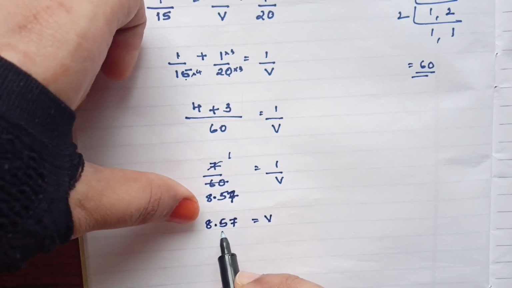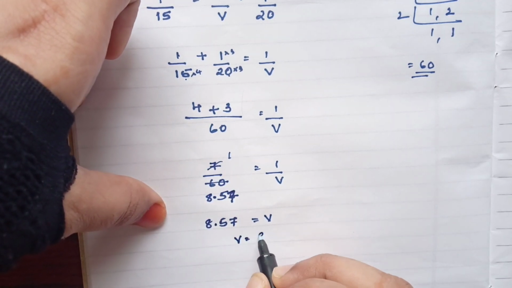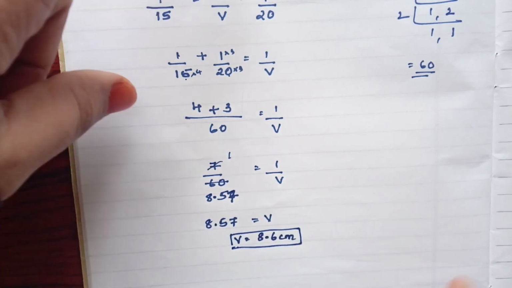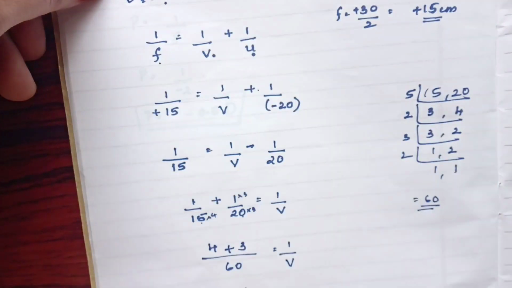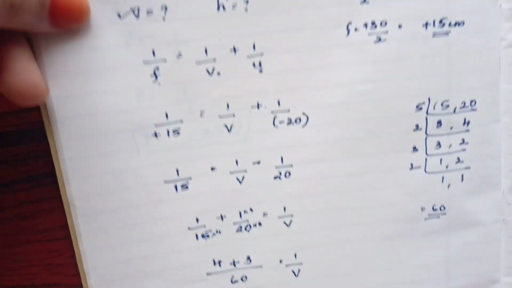Since this numeral, this 57 means it's almost near to 6. So I'll just estimate it and make it 8.6 centimeter. Since everything is centimeter, I'll keep it in centimeter. So my V value is found now. The other thing I need to find is the height of the image as well as the nature.